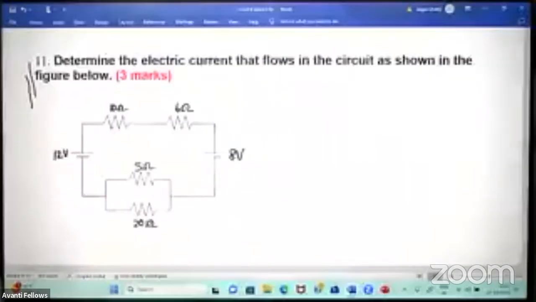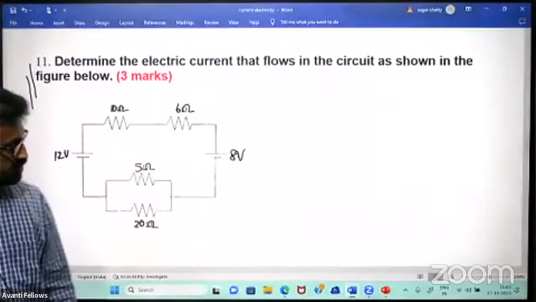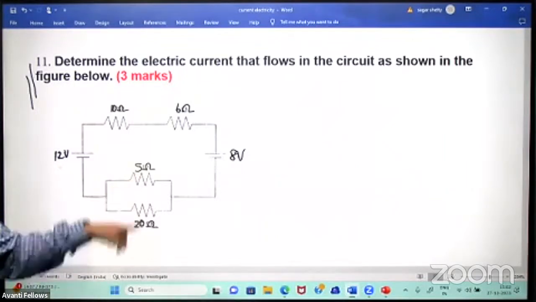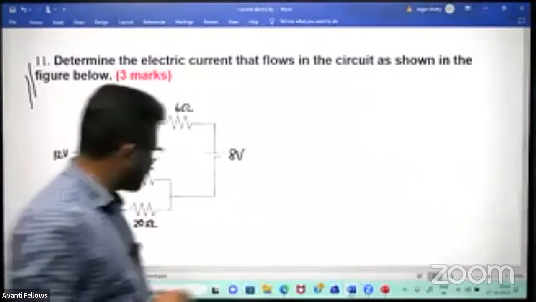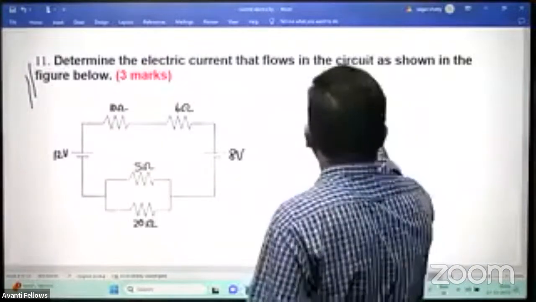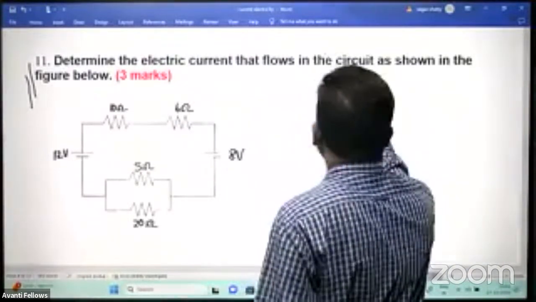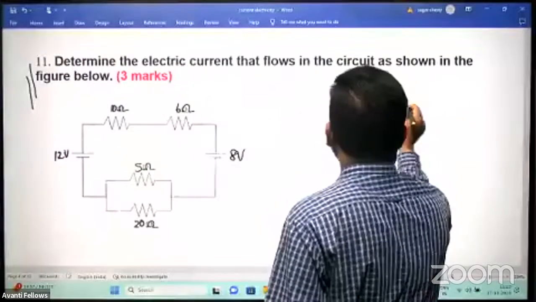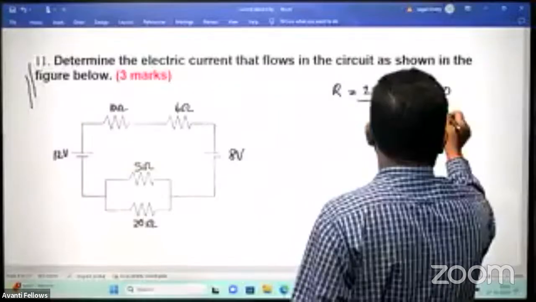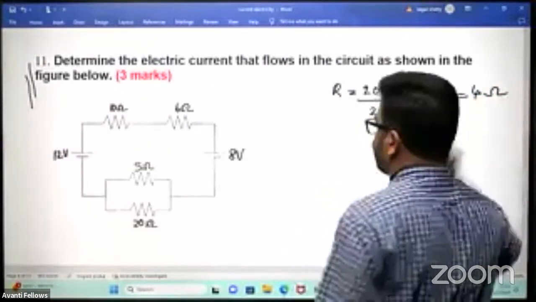Okay, so first one is we have to take a loop. So this one is parallel, 20 and 5 parallel. What effective resistance we will get when we calculate 20 and 5 parallel? That is, R is equal to 20 into 5 divided by 25. That is equal to 100 by 25. It is equal to 4 ohm.